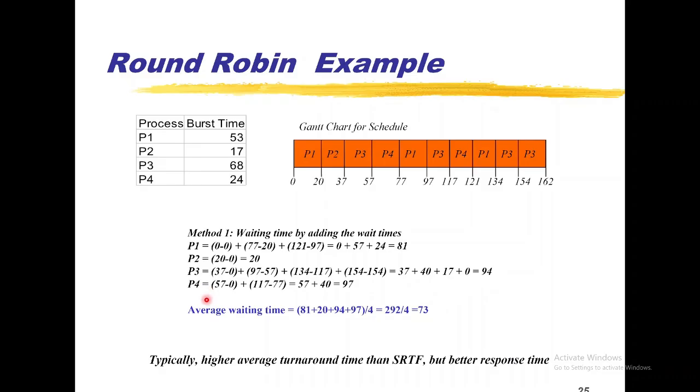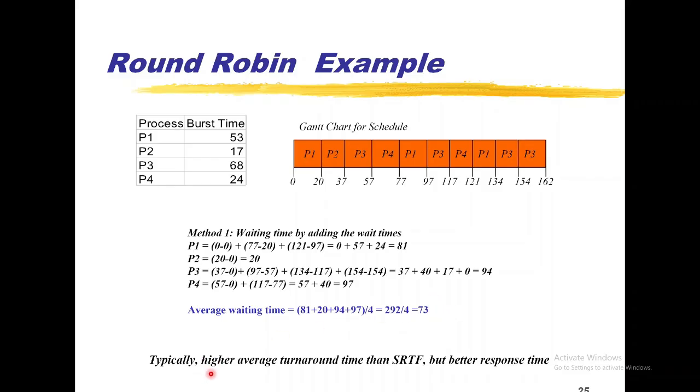Then the next one was P4. P4 was picked up at 57, so 57 minus 0 when it first arrived. Then it was picked up at 117 minus 77. So we have 57 plus 40, which gives us 97. Add up all these: 81 plus 40 plus 94 plus 97, divided by 4. We have 292 divided by 4, which gives us 33 milliseconds.